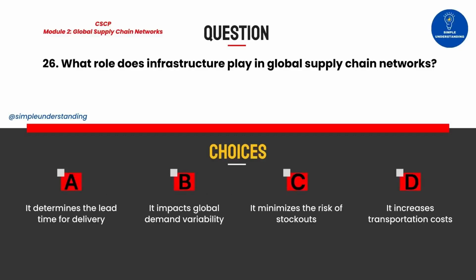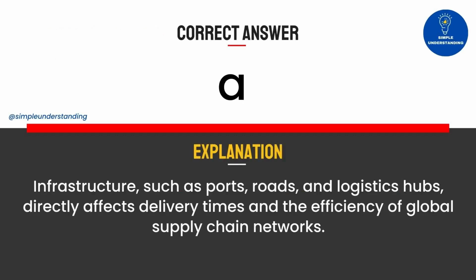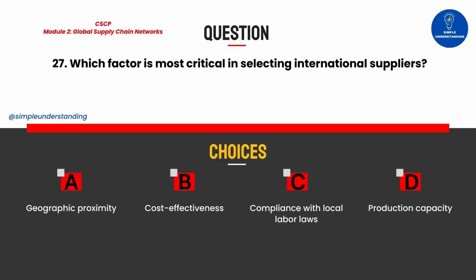26. What role does infrastructure play in global supply chain networks? A. It determines the lead time for delivery. B. It impacts global demand variability. C. It minimizes the risk of stockouts. D. It increases transportation costs. Correct answer: A. Explanation: infrastructure such as ports, roads, and logistics hubs directly affects delivery times and the efficiency of global supply chain networks.